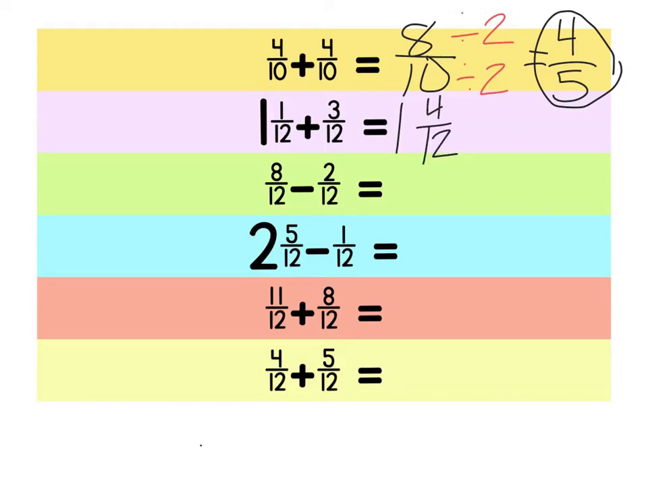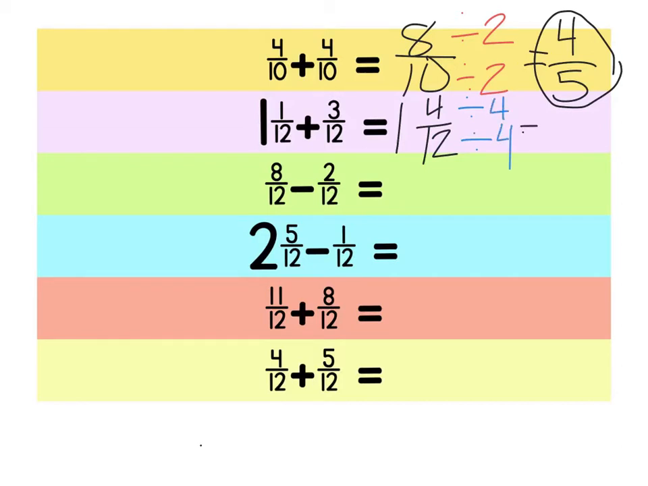Looking at this number, I know it is not in simplest form because something can go into both 4 and 12. I know 2 can go into both 4 and 12. 2 times 2 equals 4, and 2 times 6 equals 12. But then I remember a larger number can go into both 4 and 12. So I divide the top and the bottom by 4 instead.